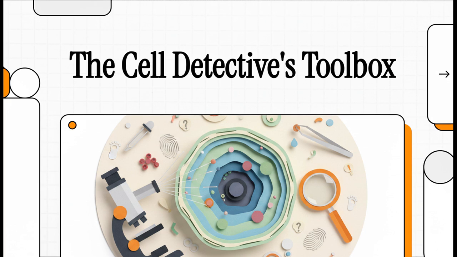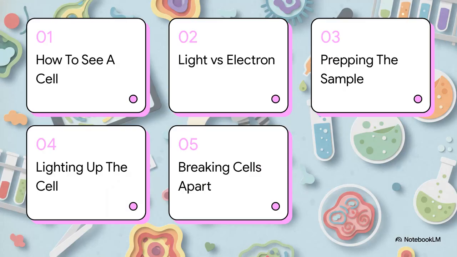Well, today we're taking a grand tour of the cell detective's toolbox. We're going to look at the exact methods, the ingenious tools, and the pretty wild processes researchers use to crack open the microscopic world. So here's our lab manual for today. We'll start with Part 1, how to see a cell, then move to Part 2, light versus electron microscopes. Part 3, prepping the perfect sample. Part 4 is lighting up the cell. And we'll wrap up with Part 5, breaking cells apart.